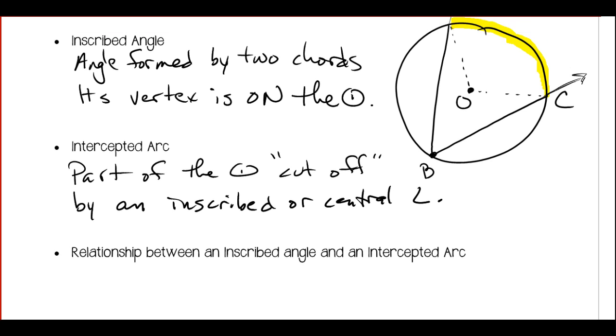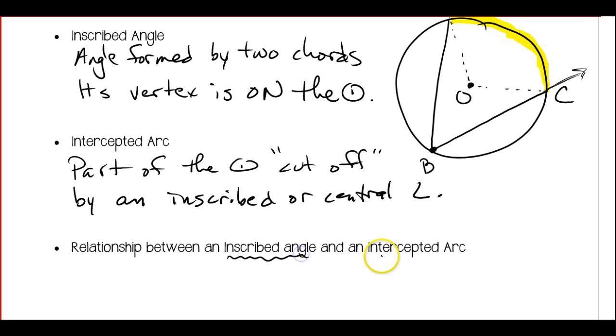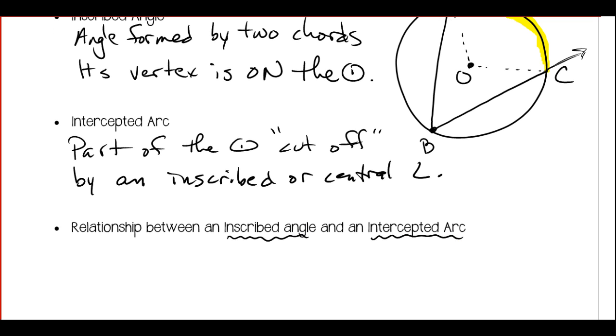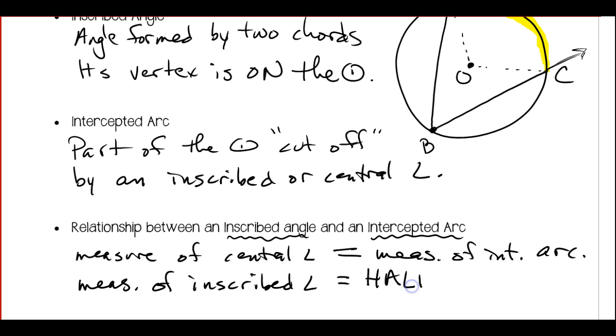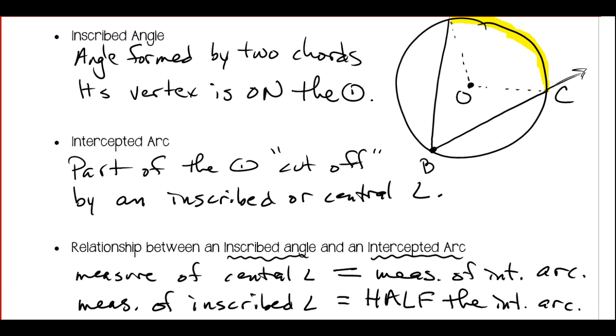And there's a special relationship between the inscribed angle and the intercepted arc. Okay, so let's take a step back here. The measure of the central angle is equal to the measure of the intercepted arc, but the measure of the inscribed angle is equal to half the intercepted arc. Alright, so if this angle over here was 25 degrees, this angle is half the arc, so this arc would be 50 degrees. And again, since the arc and the central angle are the same, this central angle would also be 50 degrees.